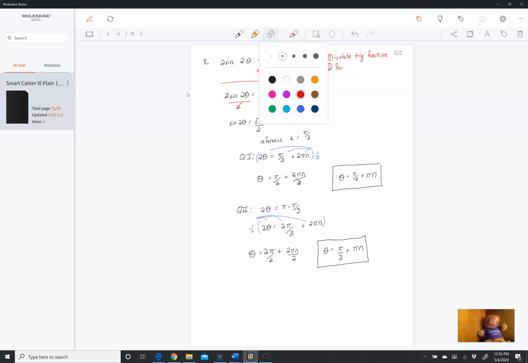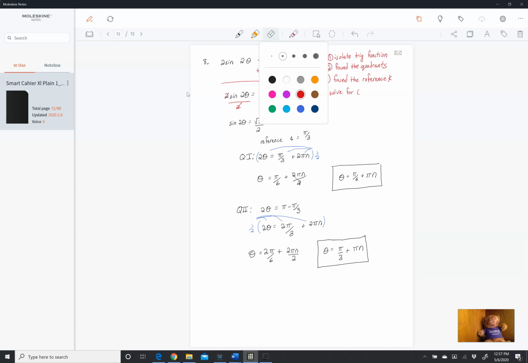We found the quadrants, again based on whether our trig function was positive or negative. We found the reference angle. Using that, we were able to solve for theta.